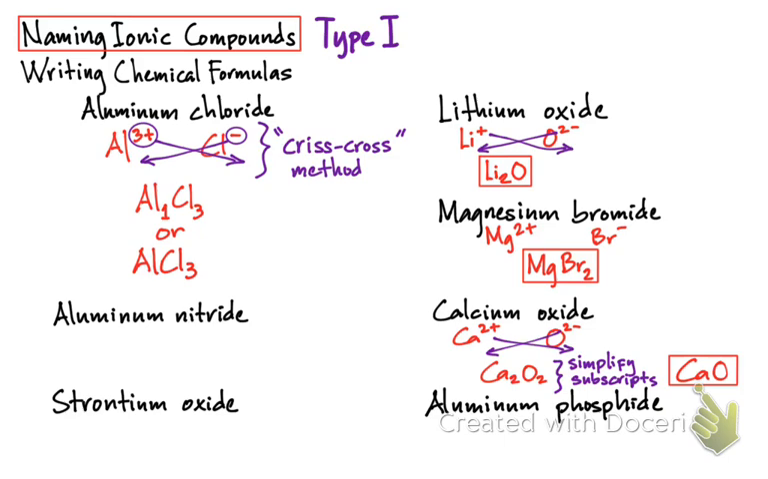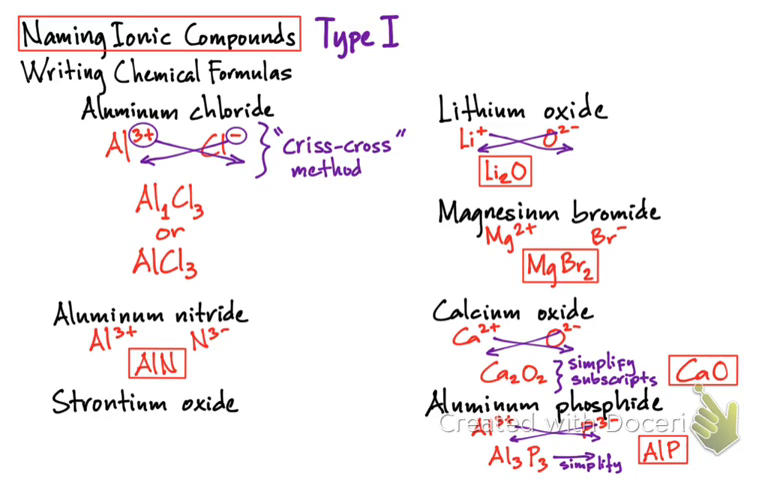All right, and you can do the same thing for aluminum phosphide, because aluminum has a positive 3 charge, whereas the phosphide ion has a negative 3 charge. And so when you cross them out, you have Al3P3, or it can be simplified into AlP. Same thing with aluminum nitride, right? So again, aluminum has a positive 3 charge, nitride ion has a negative 3 charge, and so this can be simplified into AlN.